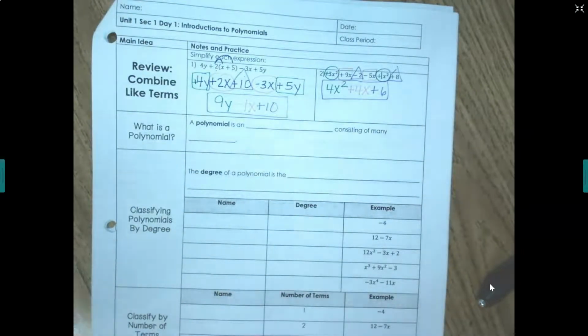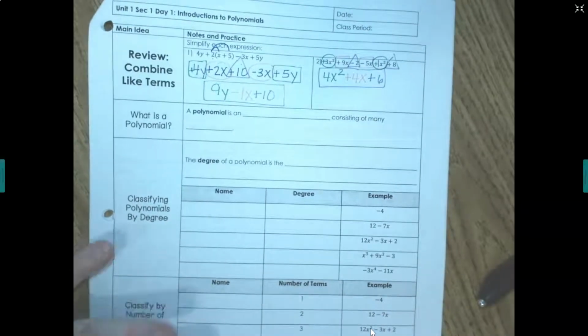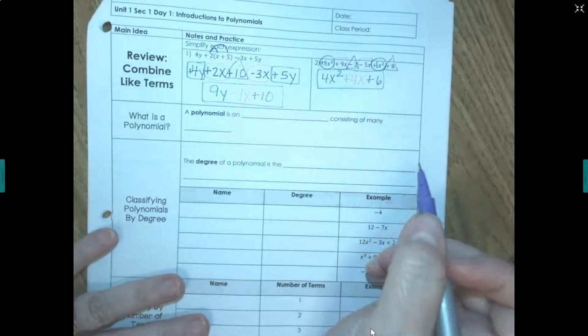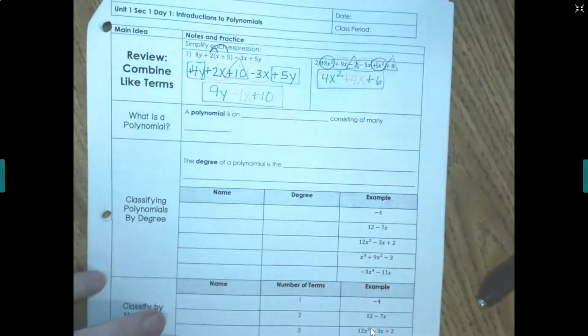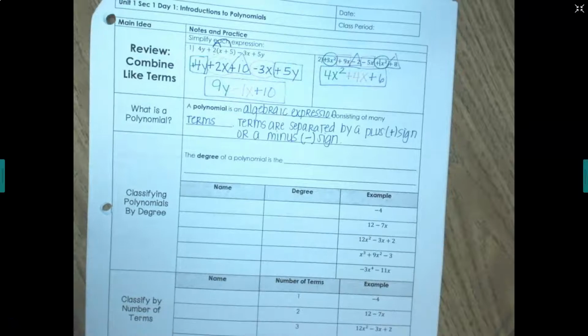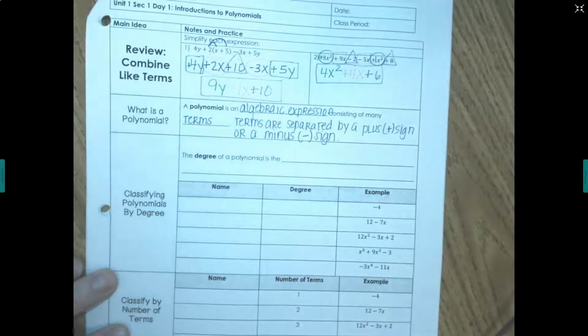All right, so that's a basis of some of the things we're going to be talking about. I've been using the word term, and we're going to get further into that and what's going on. So our first question is, what is a polynomial? A polynomial is an algebraic expression that consists of many terms.